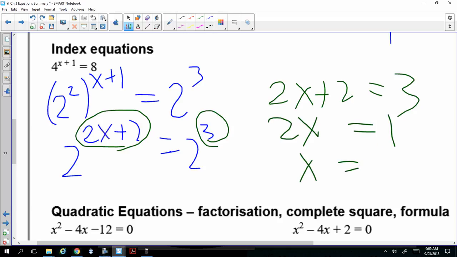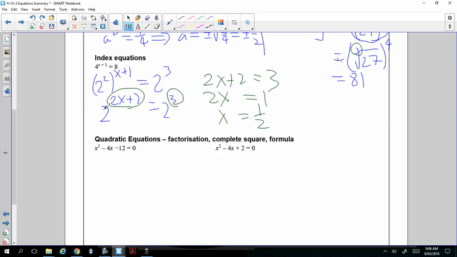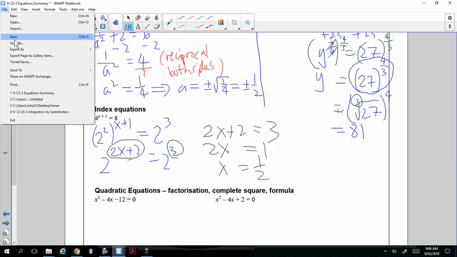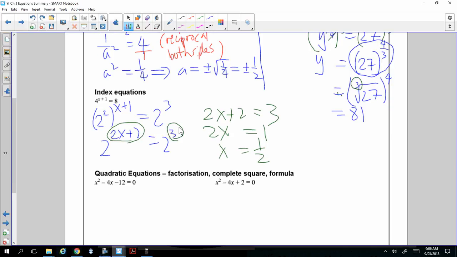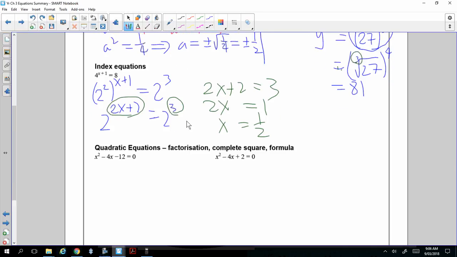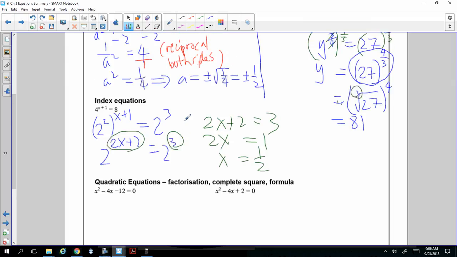Alright, good. So make sure you learn this, and you should watch that video again before your exam to just refresh your memory again. Alright, so we did that index equation powers. Now we go to the harder stuff, which is quadratic equations. Okay? Quadratic equations. Alright, let's look at the first one.